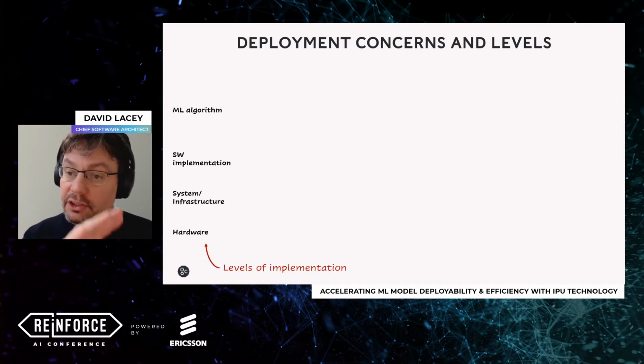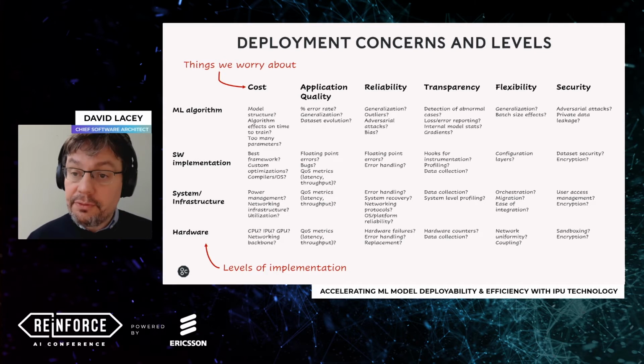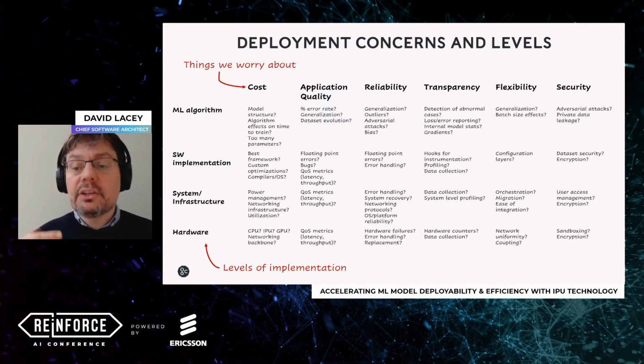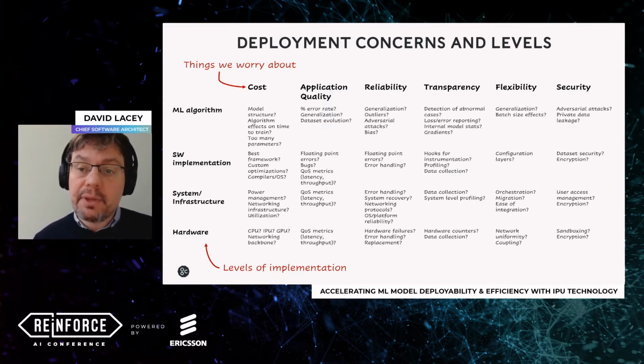So when we think about these two axes of our concerns, we end up with a grid of many, many things to worry about. And at GraphCore, we do worry about all these things. If you dive into any particular entry in this grid, you'll find a different thing that needs to be dealt with. So deployment is a very complex thing that we have to deal with. And our aim at GraphCore is to try and provide a platform of hardware and software that allows you to handle all these issues in a very easy way.